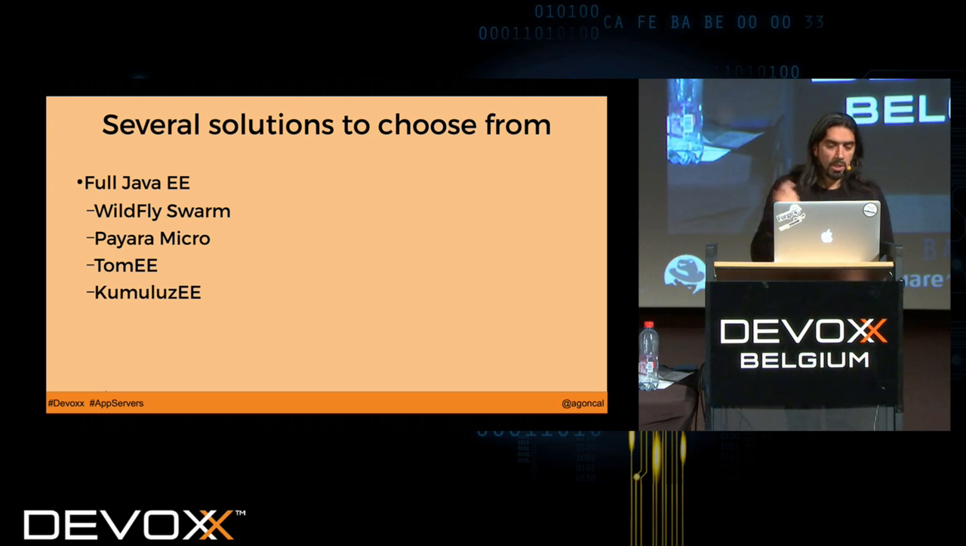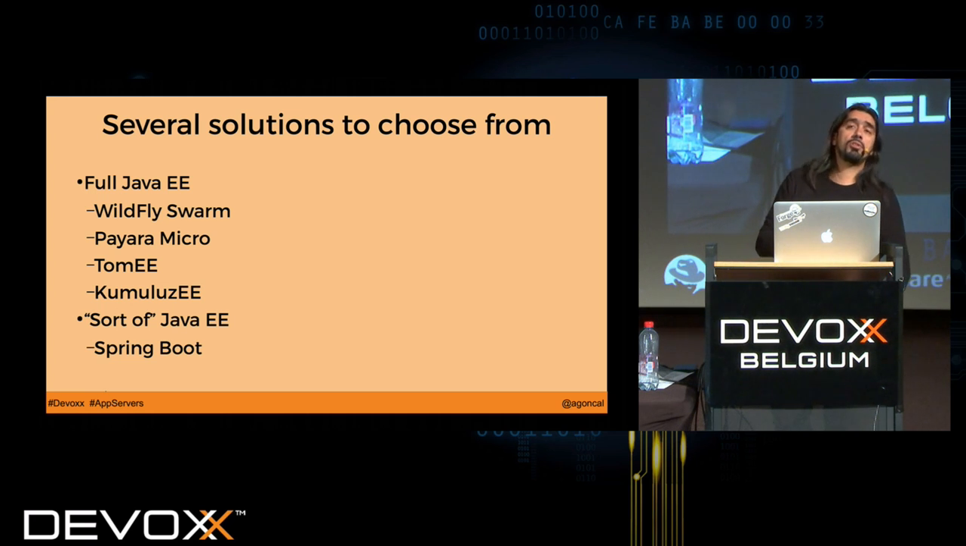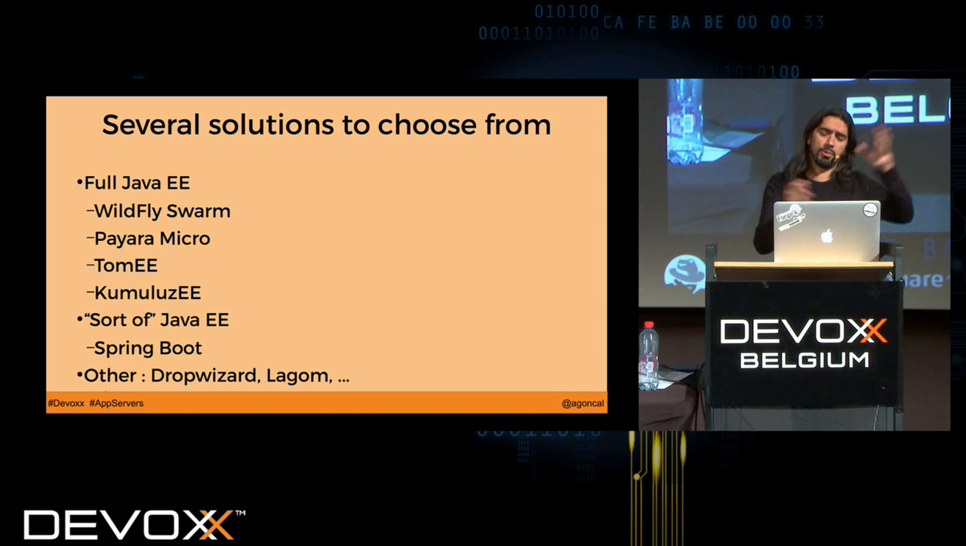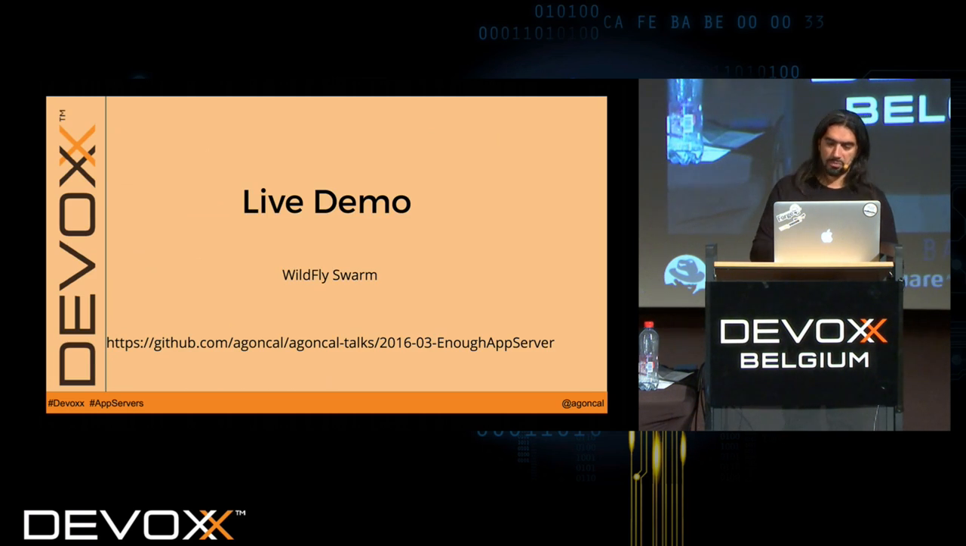You might have heard of Spring Boot, which is sort of Java EE. They rely a lot on Java EE, like Servlet and JPA, but they also do other things. And there are others, like Dropwizard and Lagom, and other things happening in the microservice world. Here I want to point at the ones that are able to package our entire application plus runtime into an executable jar. So I'm going to do a live demo of WildFly Swarm.